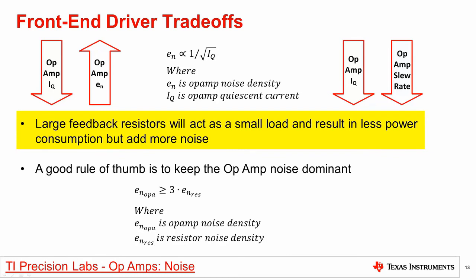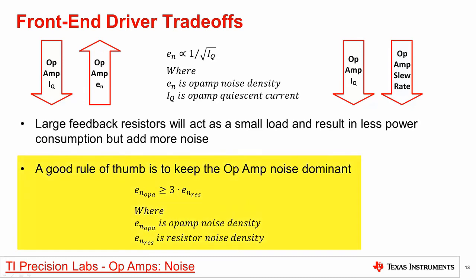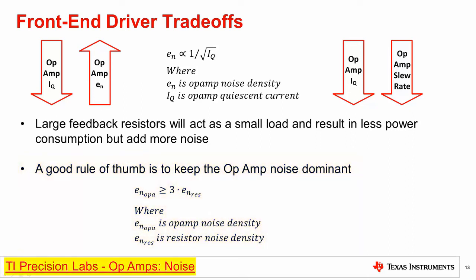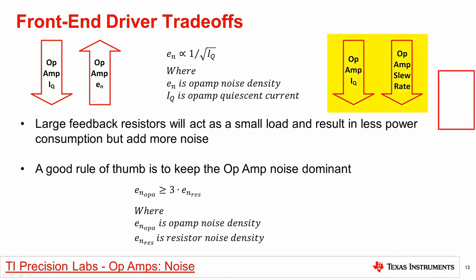Next, the feedback resistors of an op-amp circuit will result in additional power consumption. Sometimes, in order to reduce power consumption, people will use large-valued resistors in order to decrease the load current, but resistor noise increases with resistance. A good rule of thumb is to keep the op-amp intrinsic noise dominant compared to the resistor noise from the feedback network. The TI Precision Labs op-amp series also has a video series dedicated to noise that goes into much more detail on this topic. Also, as an amplifier's quiescent current decreases, typically the slew rate will also decrease.